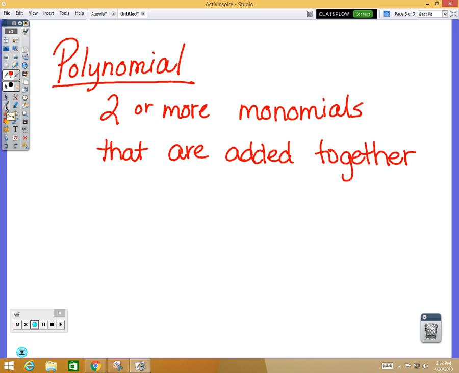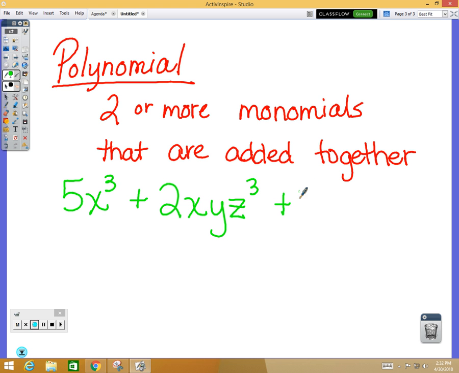All right, so an example of a polynomial, 5x cubed plus 2xyz to the third power plus 7xy. So we can see that these monomials are separated by these plus signs. And there could be subtraction signs. So plus signs or subtraction signs are going to separate your monomials from each other. Okay? So how many monomials do we have? 3. So what would be a prefix for 3? Tri. So this would be called a trinomial. Okay? I know, lots of words here today.